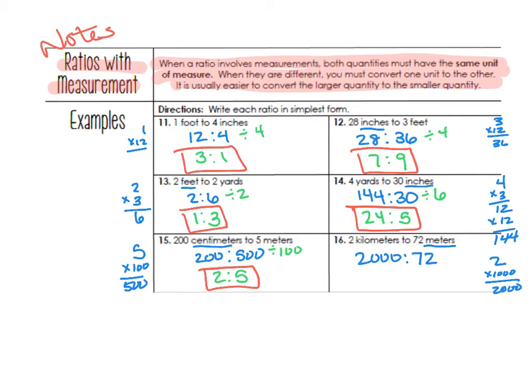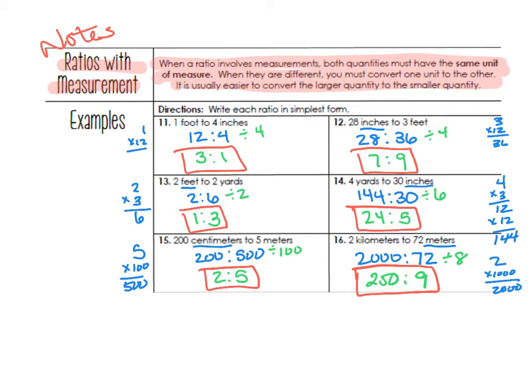And to simplify it down, I'm going to divide by 8. 72 divided by 8 is 9. 2,000 divided by 8 is 250. And that, ladies and gentlemen, is our ratio in simplest form.